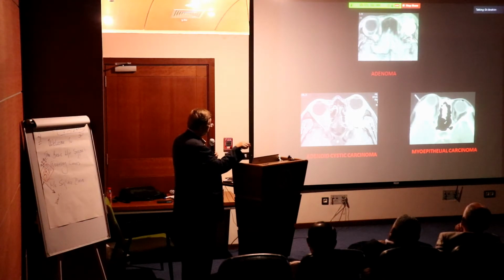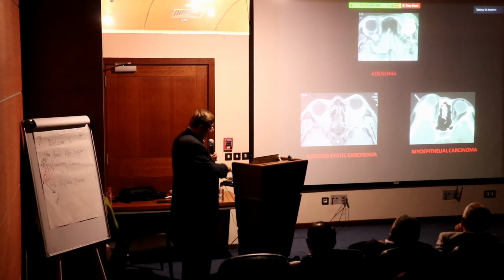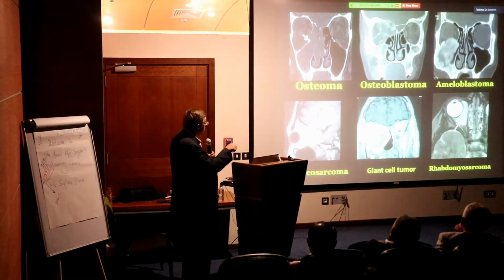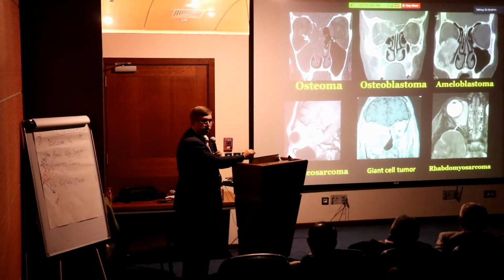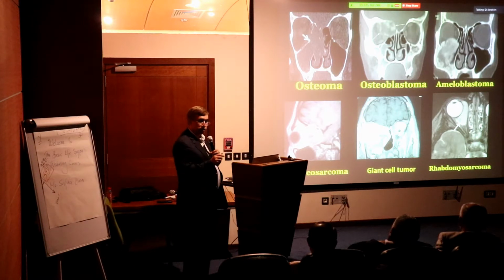Adenoma of the lacrimal gland, adenoid cystic carcinoma, mucoepidermoid carcinoma, osteoma, osteoblastoma of the orbit, ameloblastoma starting in the maxilla going into the orbit, osteosarcoma, giant cell tumor involving the whole of the orbit, rhabdomyosarcoma of the orbit, yes. There is pathology like this, but because you don't know, you don't think about it.